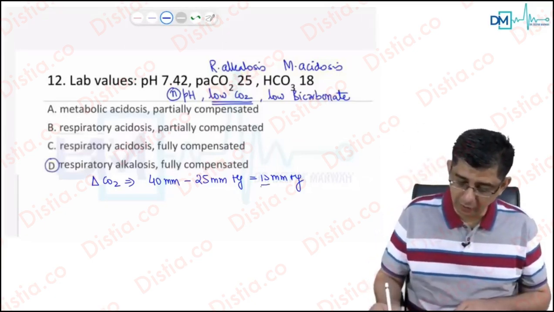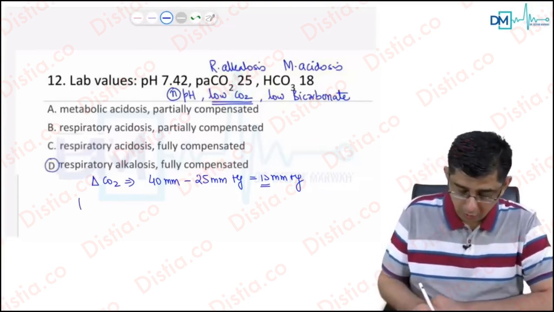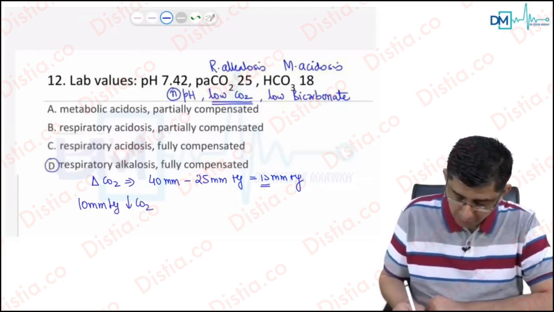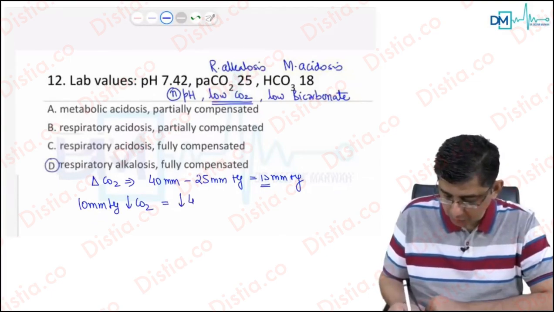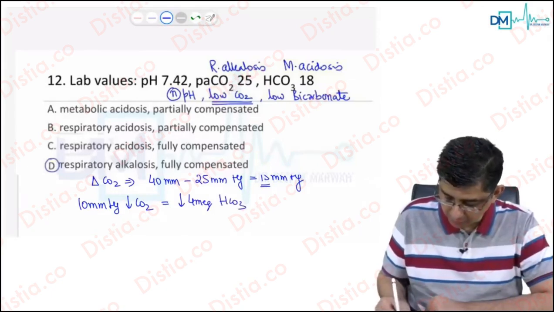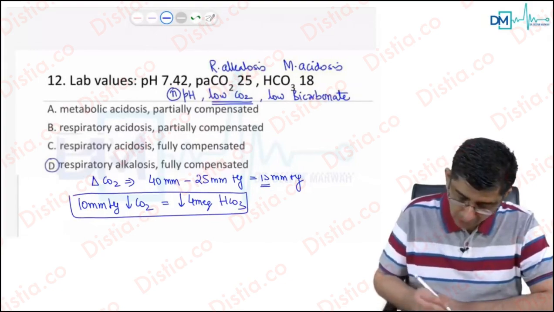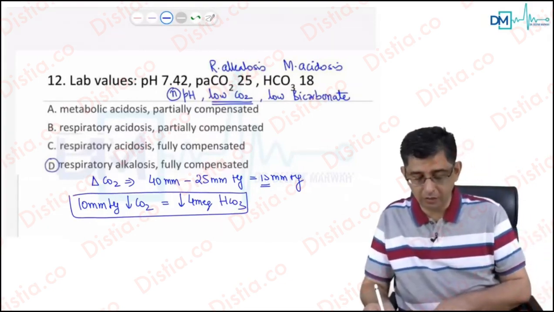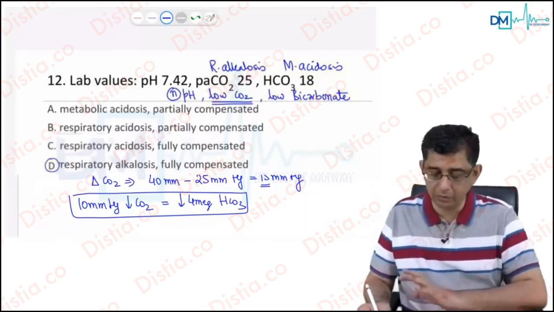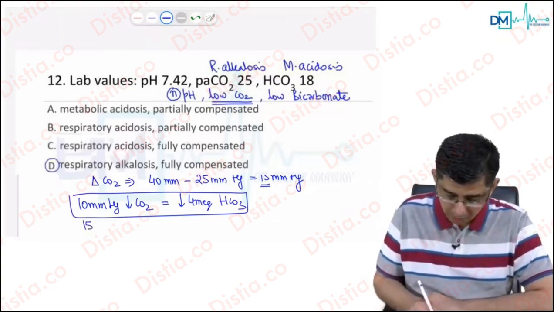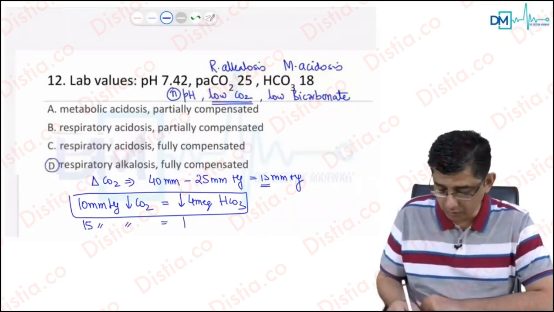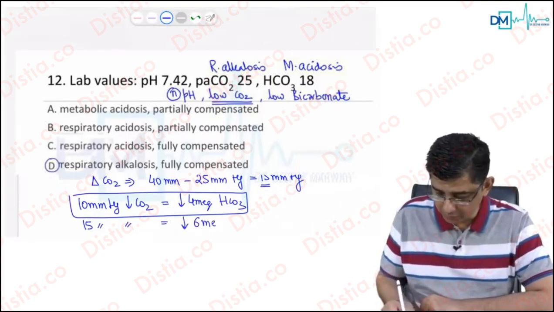So if this is 15, mathematically speaking, the rule is like this: a 10 millimeter fall in the value of carbon dioxide should cause a 4 milliequivalent fall in the value of bicarbonate. This is the rule. If it is 15 instead of 10, that makes it 1.5 times higher. So if I multiply 4 by 1.5, this will become 6 milliequivalents. Mathematics coming up here, a sore point for most doctors. A 15 millimeter fall in carbon dioxide should cause bicarbonate to fall by something like 6 milliequivalents.